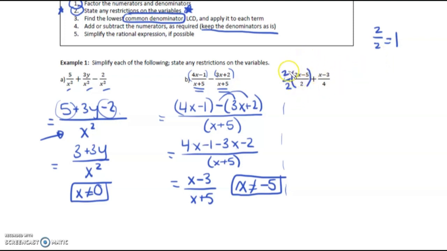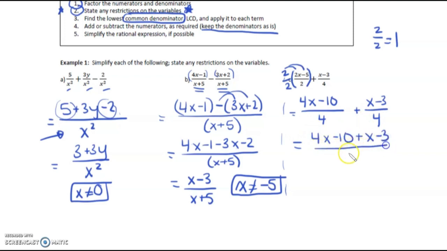Okay? When we do this, we must distribute the 2 into this bracket. So I get 4x minus 10 over 4, and then we add x minus 3 over 4. Okay, they have the same denominators, so we can just go ahead and collect all of the numerator. Okay, I just rewrote it here. You don't have to. 4x and x gives us 5x. Minus 13 over 4.